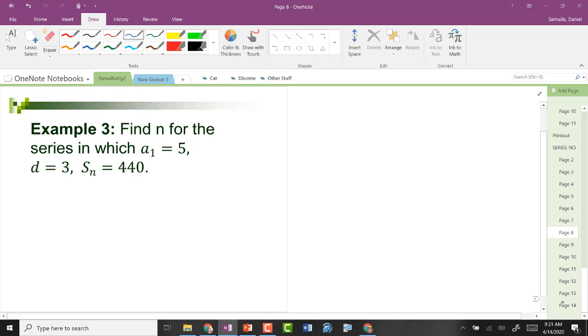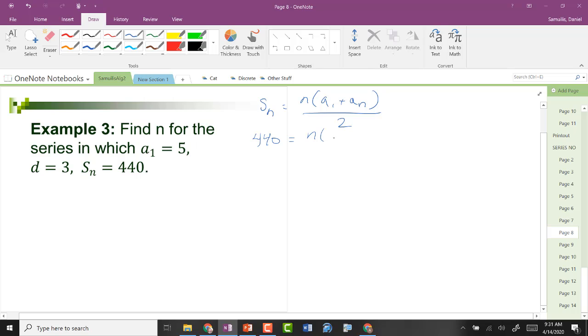So I'm looking for the nth term for the series where I know the first term, the common difference, and the sum of the nth terms. Let's take a look at what we got in our formula. S sub n equals n times (a sub 1 plus the nth term) over 2. I do know this is 440. I do not know n. That's what I'm looking for.